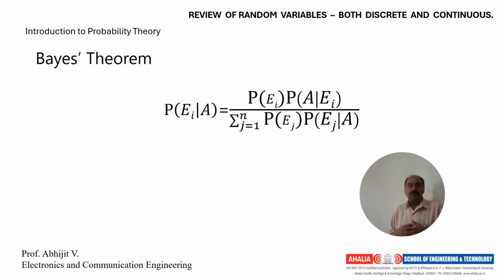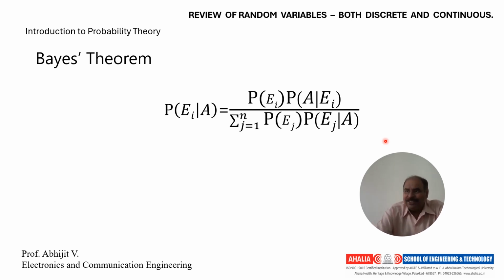So Bayes theorem states that the conditional probability of an event E_i to occur when A has already occurred is equal to the probability of E_i, times probability of A when E_i has already occurred, divided by the sum of probabilities of E_j, where j is from 1 to n, all the possible sample space, P(E_j) times P(A given E_j), on the condition that A has already occurred.